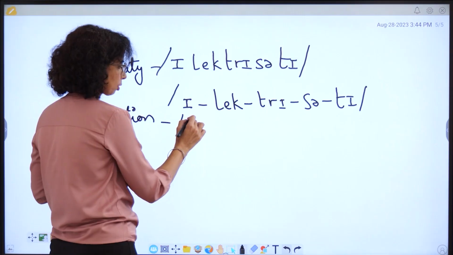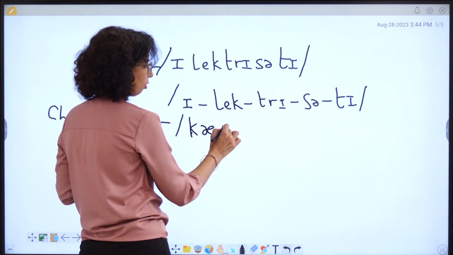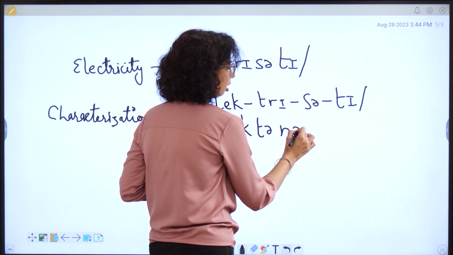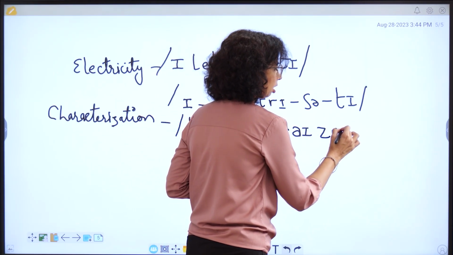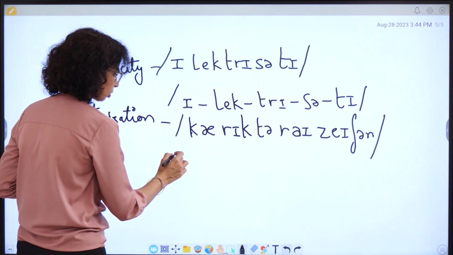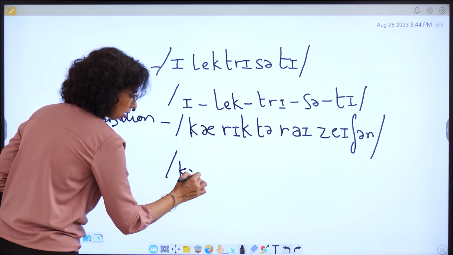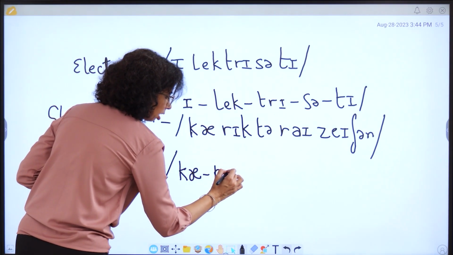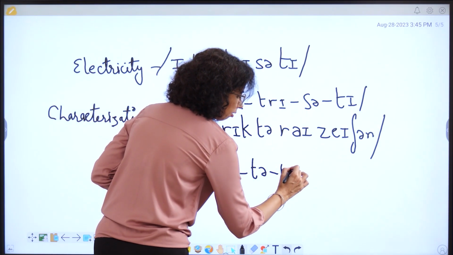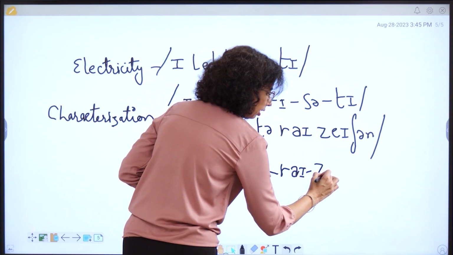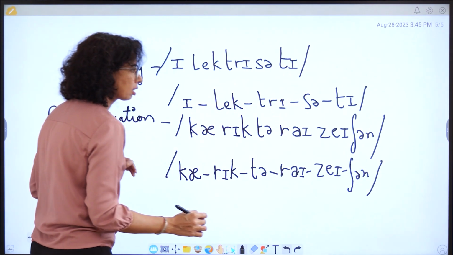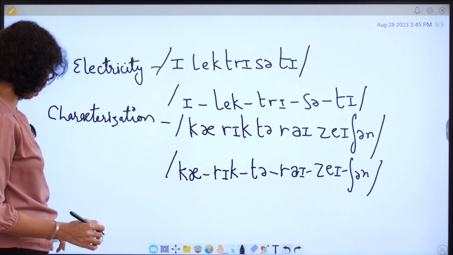The phonetic description for this is ca, rick, to, rai, zay, shun. And the phonetic description for the syllabic division is cat, rick, to, rai, zay, and shun. So here we can make the syllabic division on the basis of these things.